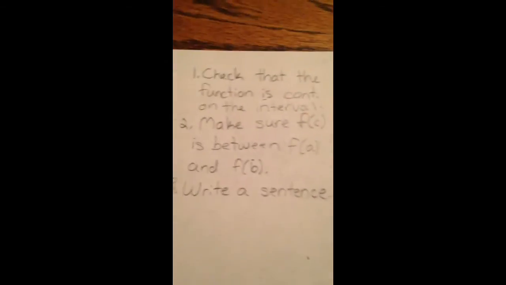So this is our problem. Consider the function f of x equals 1/2 x squared minus 1 on the interval [1, 3]. Find the value of c guaranteed by the IVT so that f of c equals 2. It sounds crazy, but it's really easy. There's just 3 steps you have to follow, and those are right here.